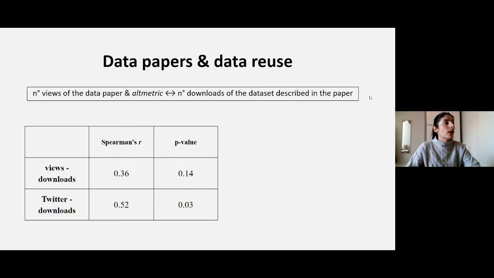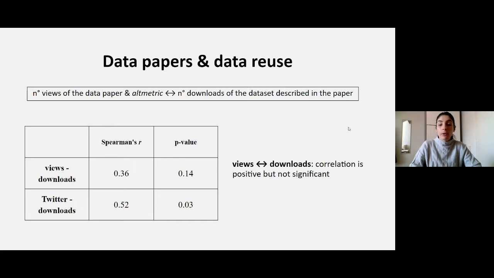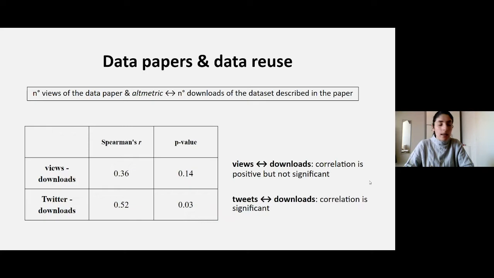We tried to see if there was a correlation between the number of views of a data paper and the number of downloads of the data set described in the paper on the one hand, and some altmetrics, so mainly the mentions of a data paper on Twitter, and the downloads of the data set described in the data paper on the other hand. By number of views we mean how many times the data paper has been accessed, as we can see from the metrics on the website. So the correlation is positive, which is encouraging, but it's not statistically significant. But what's interesting is that the correlation between the mentions on Twitter and the number of downloads of the data set is actually significant.